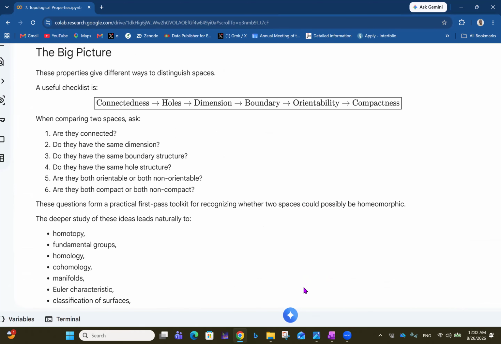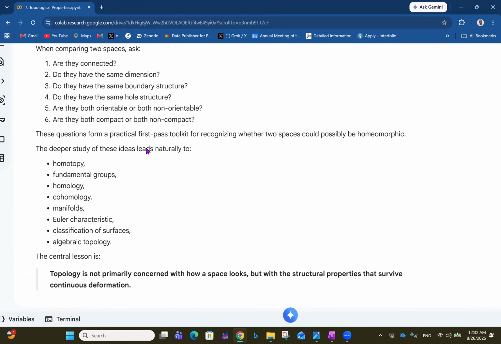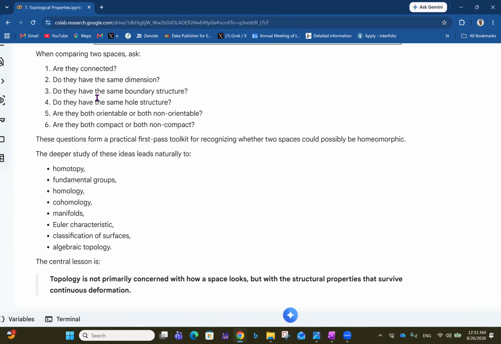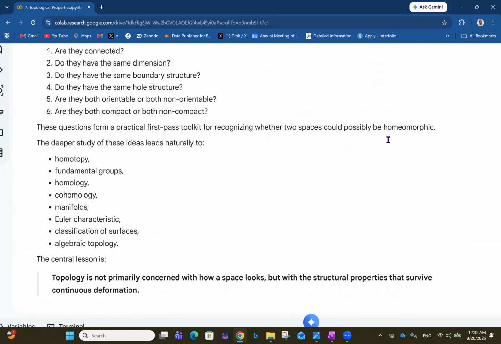So the big picture we see in all of this is that these properties give different ways to distinguish spaces. A useful checklist is connectedness, holes, dimension, boundary, orientability, and compactness. When comparing two spaces, ask: are they connected? Do they have the same dimension? Do they have the same boundary structure? Do they have the same hole structure? Are they both orientable or both non-orientable? Are they both compact or both non-compact? These questions form a practical first-pass toolkit for recognizing whether two spaces could possibly be homeomorphic, meaning topologically equivalent.